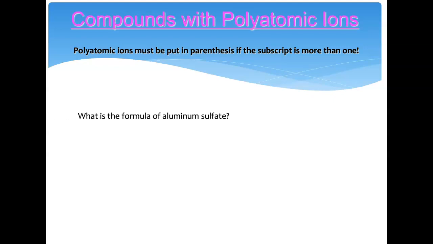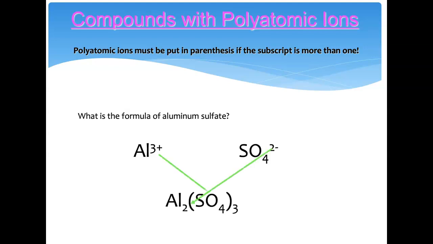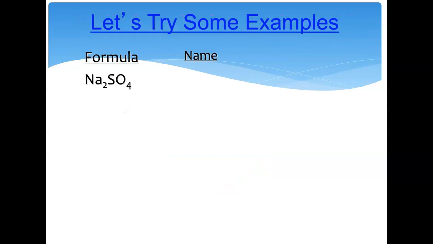If there's more than one of the polyatomic ions needed, then we do use parentheses. So for example, aluminum and sulfate. Use your cross rule, and we get Al2(SO4)3. Notice SO4 has not changed. I haven't done anything to it. I simply put it in parentheses and put the subscript 3 from aluminum next to it.